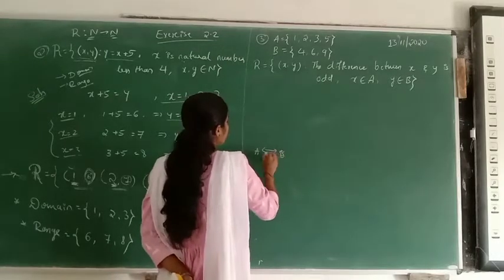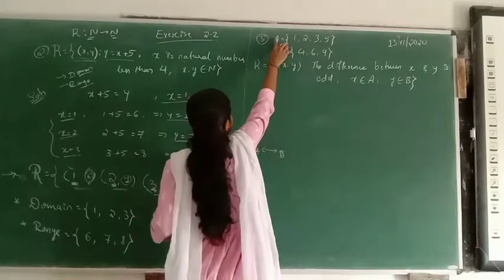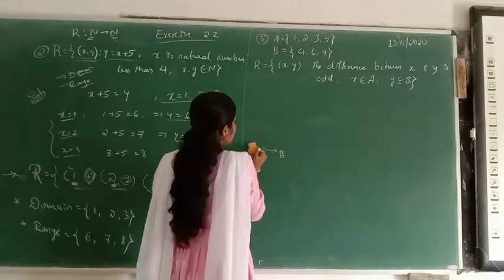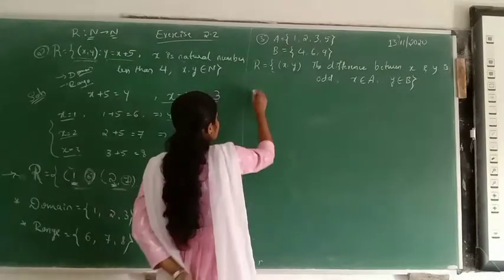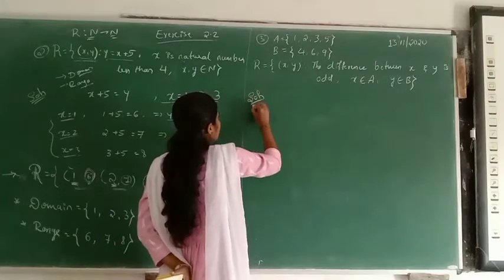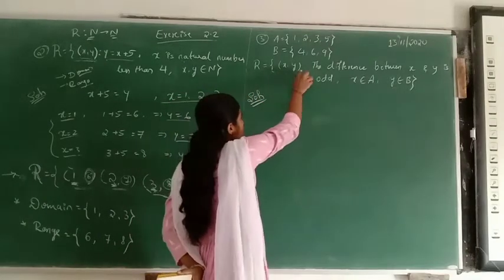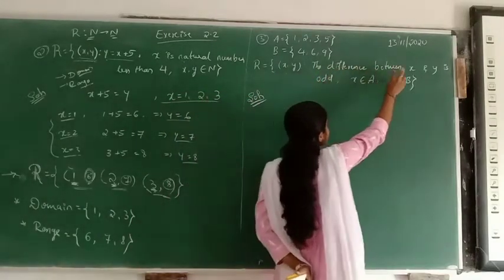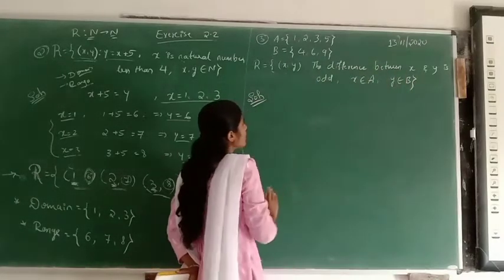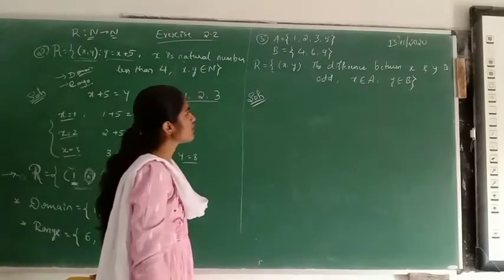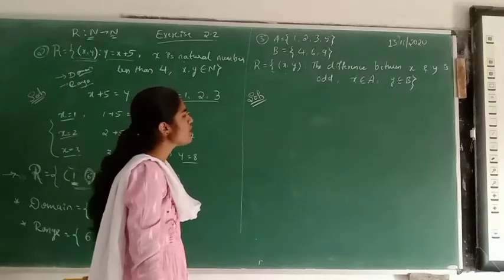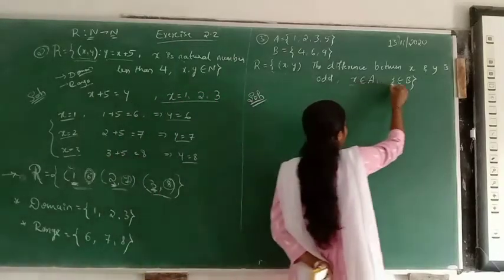Isn't it? So they defined a relation from set A to set B. What is that relation? That relation is nothing but the ordered pairs of x, y such that the difference between x and y is odd, for all x belonging to A and y belonging to B.